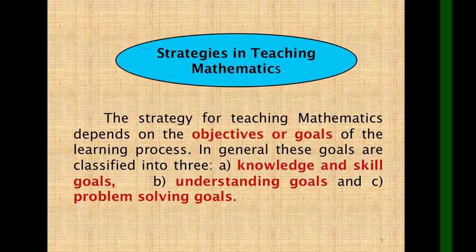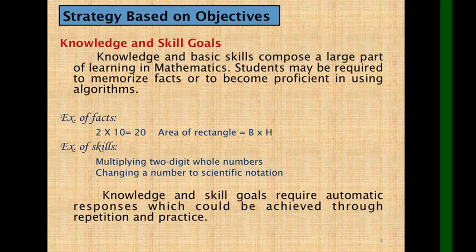There are strategies in mathematics. Strategy for teaching mathematics depends on the objective or goals of the learning process. In general, these goals are classified into three: the knowledge and skill goals, understanding goals, and problem solving goals. Let's start with the knowledge and skill goals.